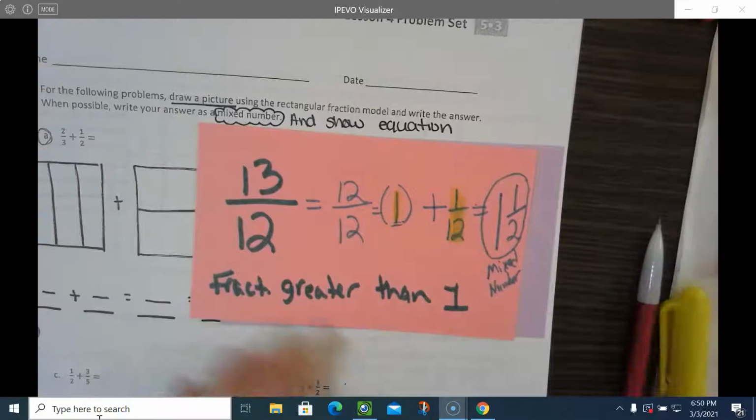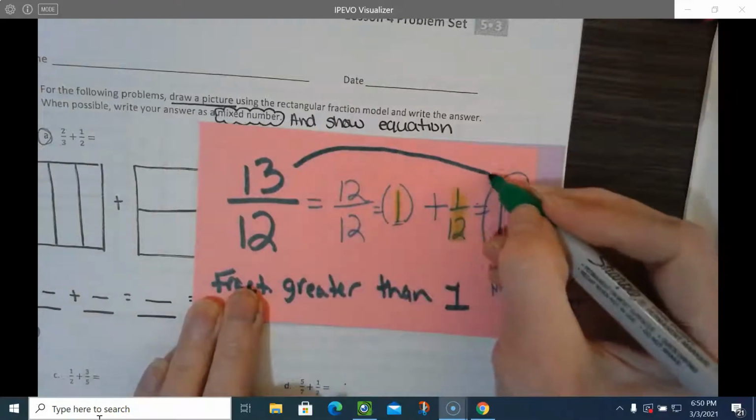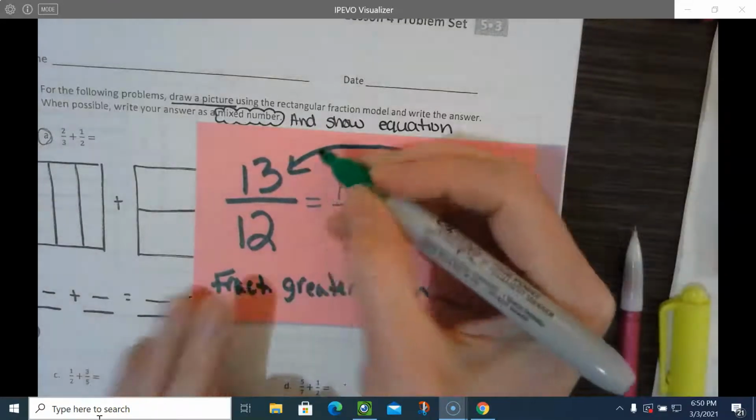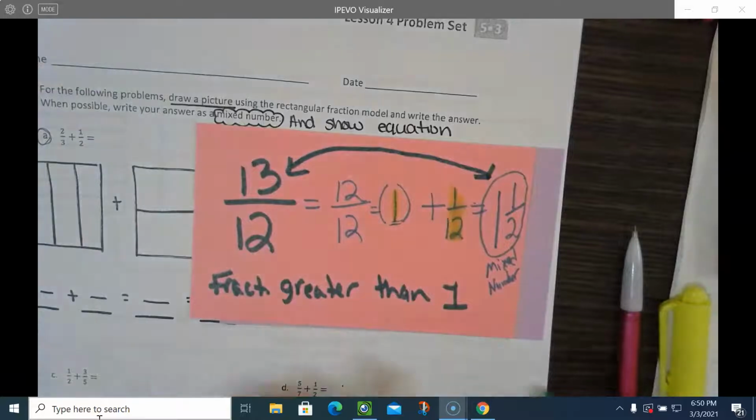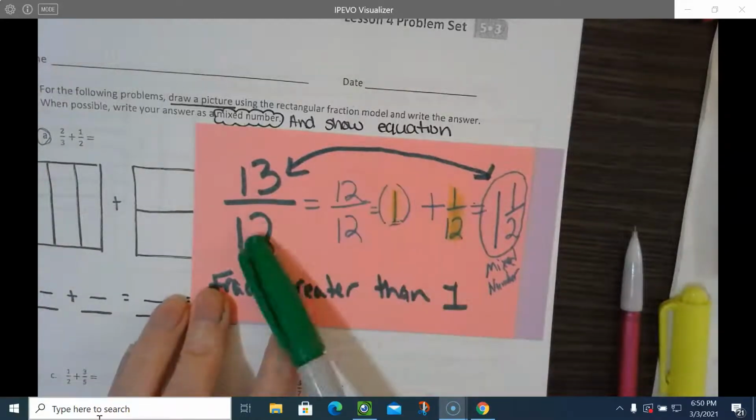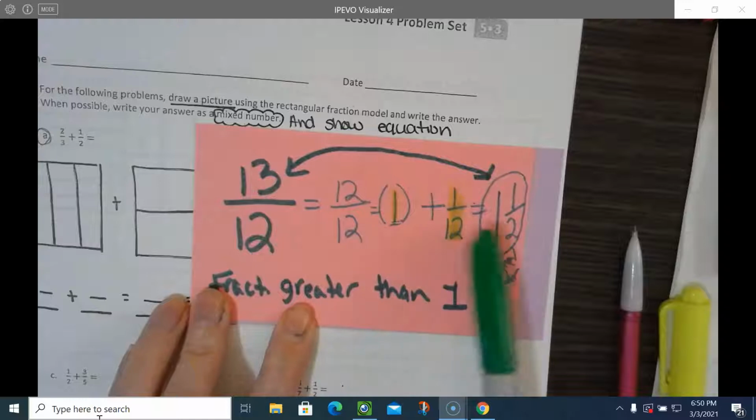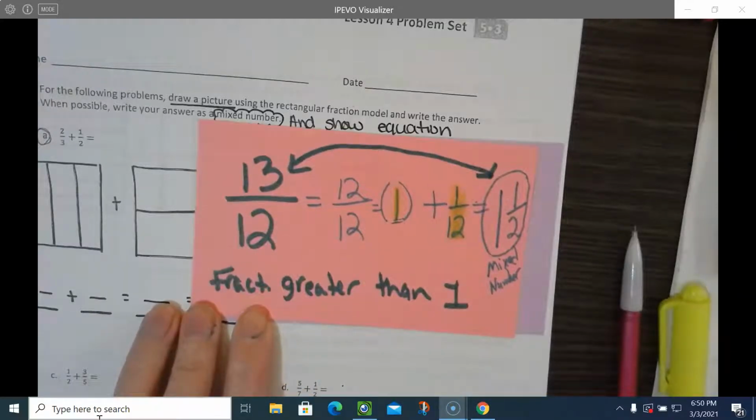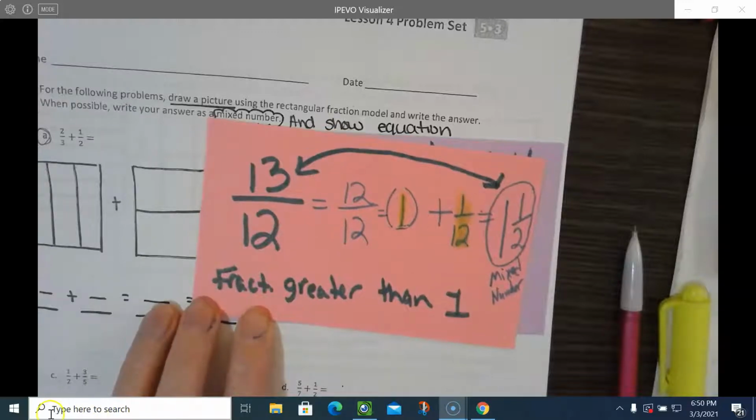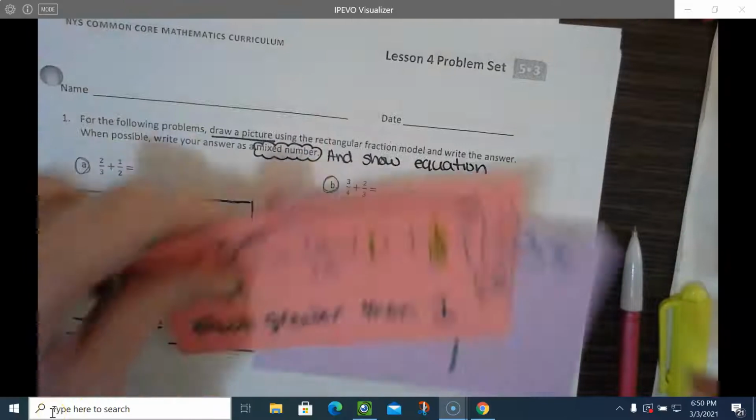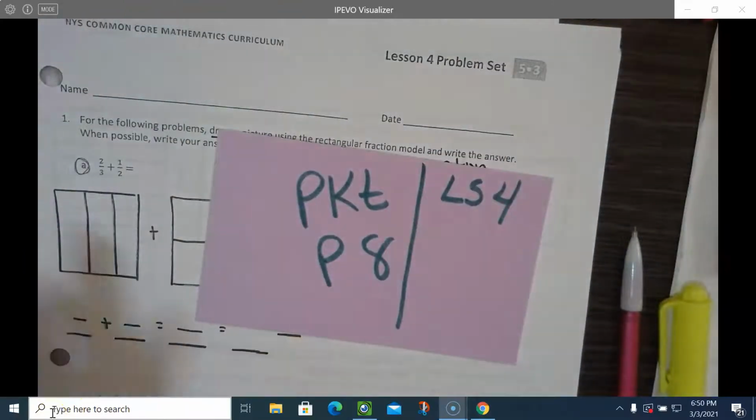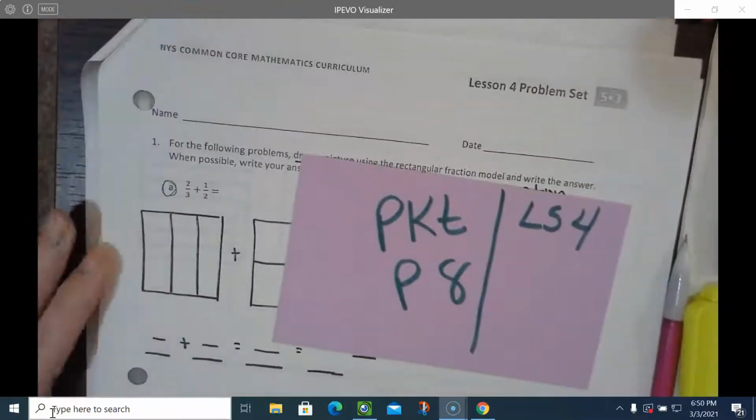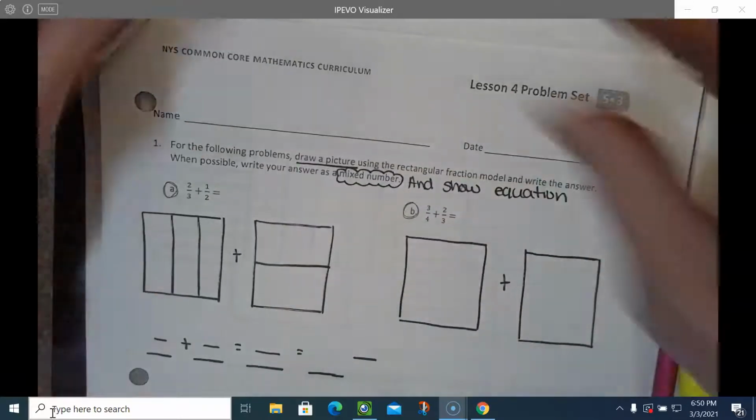Now, these two things actually mean the exact same thing. So as mathematicians, we need to be fluid. We need to be able to work back and forth between these two forms of our fractional numbers. So that's the main difference that we are going to be working on today. So we are on page 8. We're going to do some problems together, and then you will have some problems to work on your own.